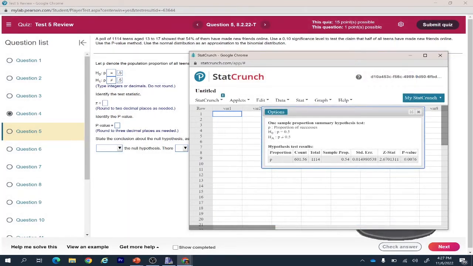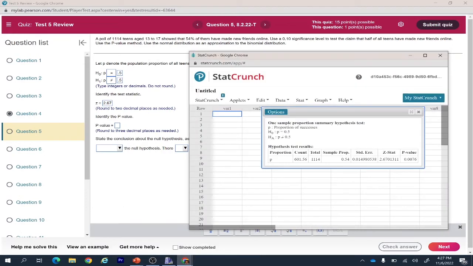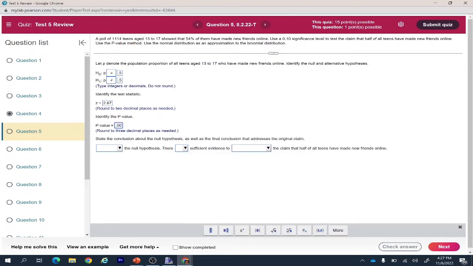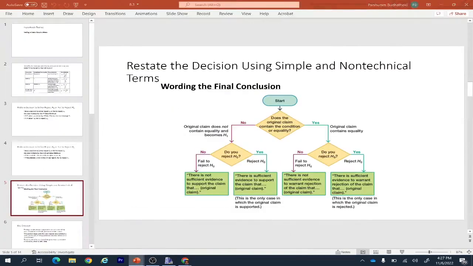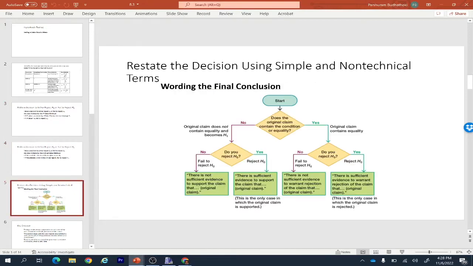gives you the z-stat, the z-score, which is 2.67. The p-value, if you go back here, is 0.0076. If you round to three decimal places, it's 0.008. And then if you compare the p-value with the significance level, the p-value is less than alpha, which means, if you go back here, if the p-value is less than alpha, reject the null hypothesis. And this is how you conclude.